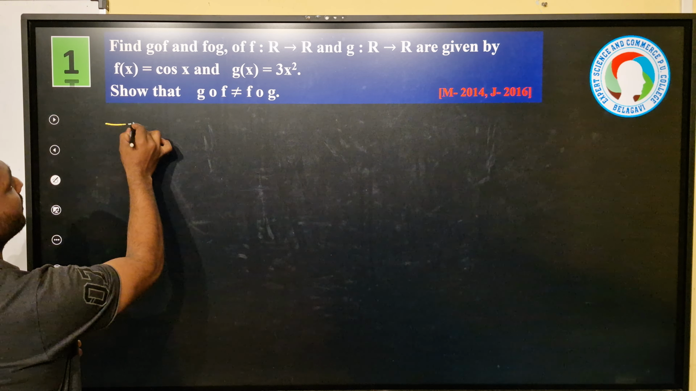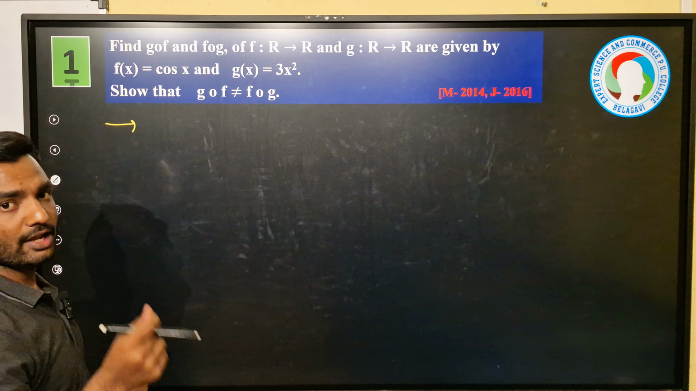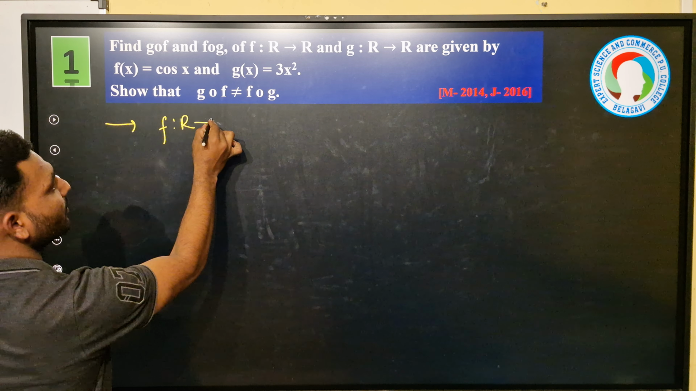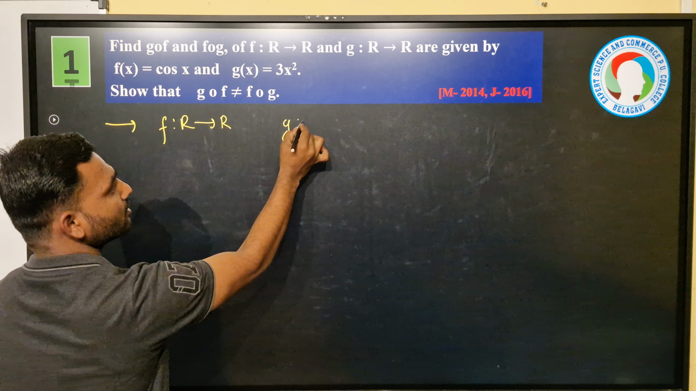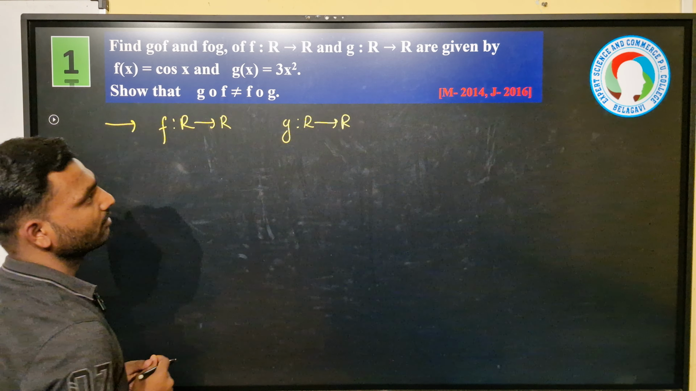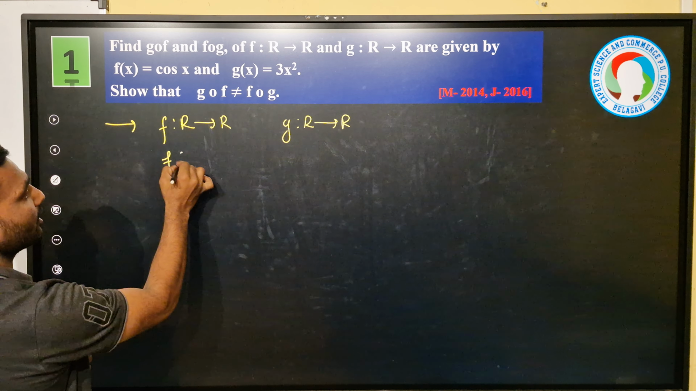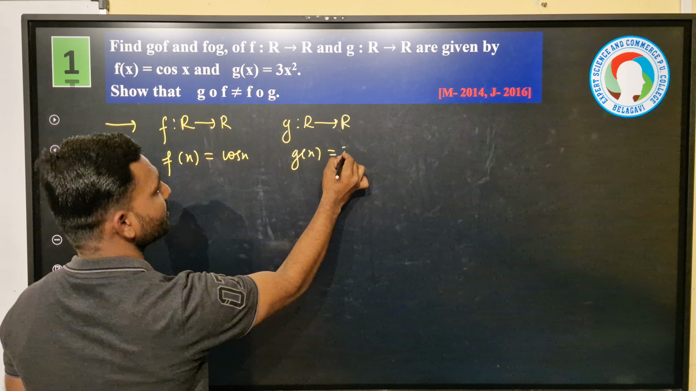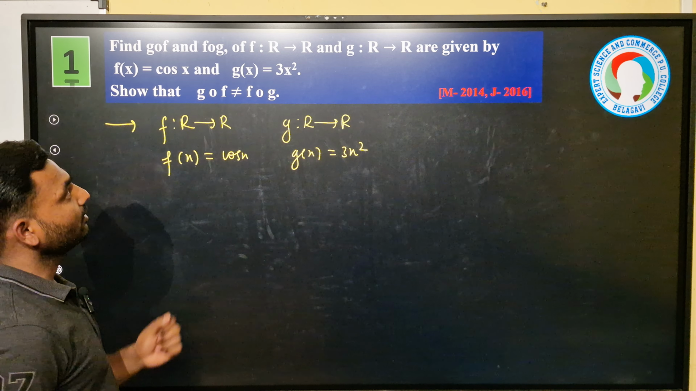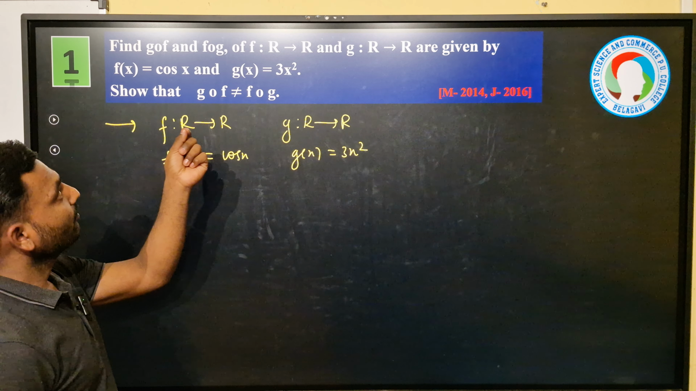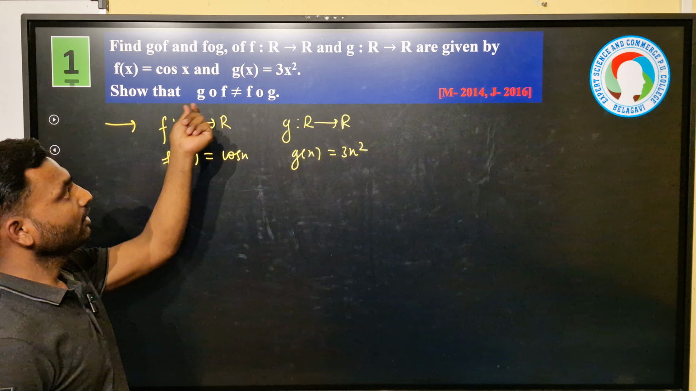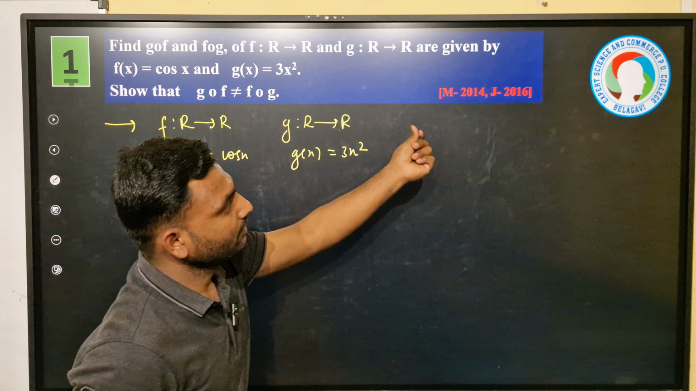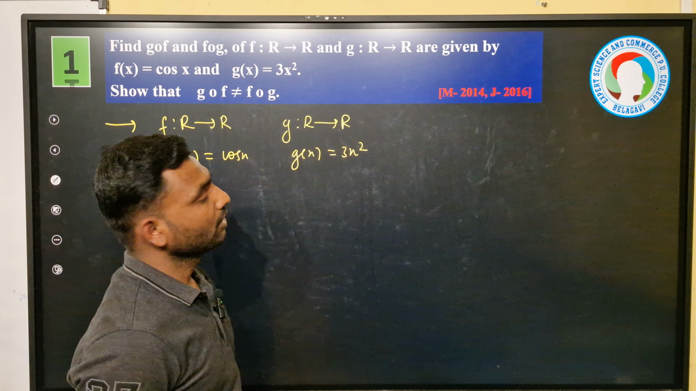The example is: find g of f and f of g for the functions where f is a mapping from real to real and g is also a mapping from real numbers to real numbers, and the given functions are f of x is cos x and g of x is 3x square. Then find f of g and g of f and verify or show that g of f is not equal to f of g. This example was asked in March 2014 and June 2016.